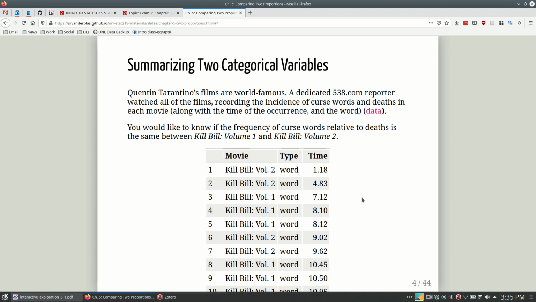And I think at this point what we want to know is, does the frequency of curse words in this data set of events change from Kill Bill Volume 1 to Kill Bill Volume 2? Having never seen these movies before, I can only imagine what they look like given the number of deaths and curse words in them, but this seemed much more entertaining than the lame example in the book. So, all right. So if you are curious, there is a link to the data in the slides if you want to see the uncensored version.